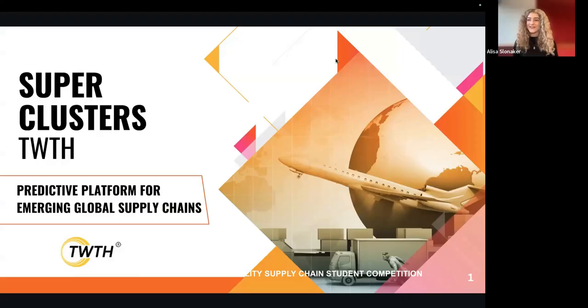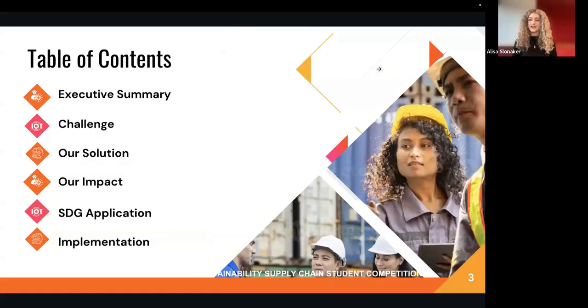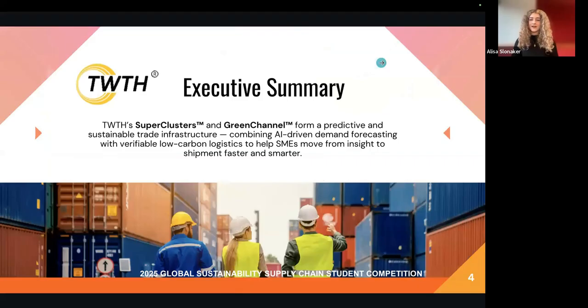So today we'll be presenting superclusters for TWTH, the predictive platform for emerging global supply chains. Our team is Elisa, Anuj, Hui, and Ravi. Today we'll go over our summary, challenge, solution, impact, application, and implementation.